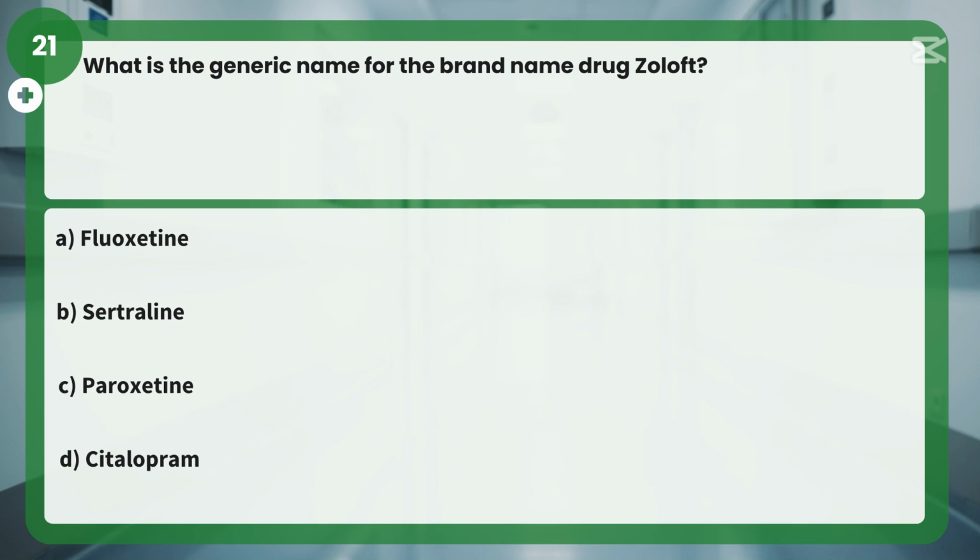A. Fluoxetine. B. Sertraline. C. Paroxetine. D. Citalopram.